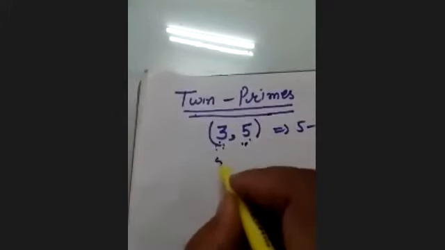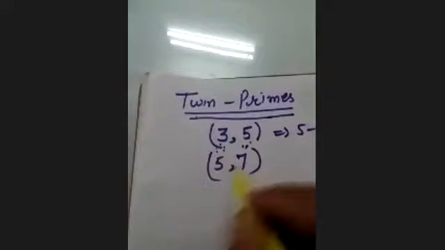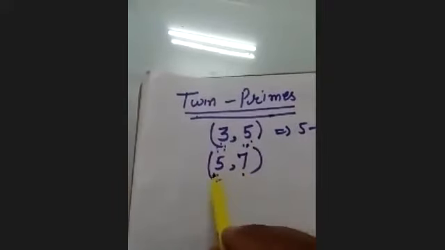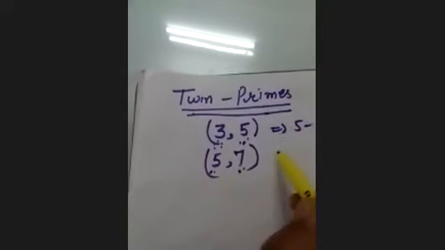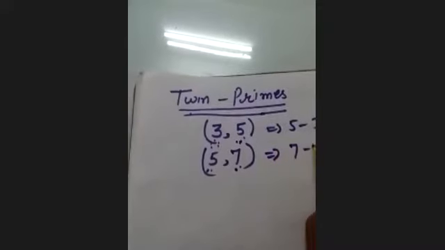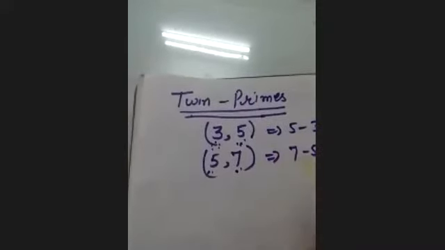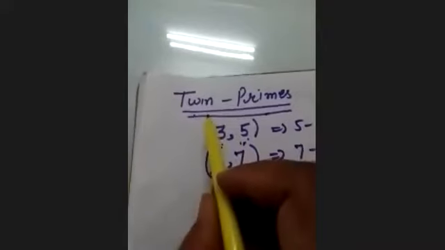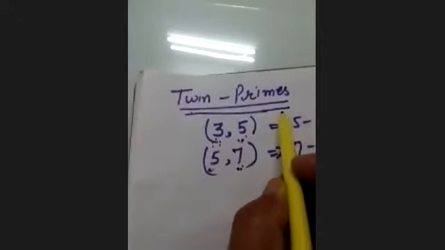Next example is 5 and 7. Yes, friends, 5 and 7 both are prime numbers. Now, what is the difference? 7 minus 5 is 2. It means 5 and 7 are twin primes.